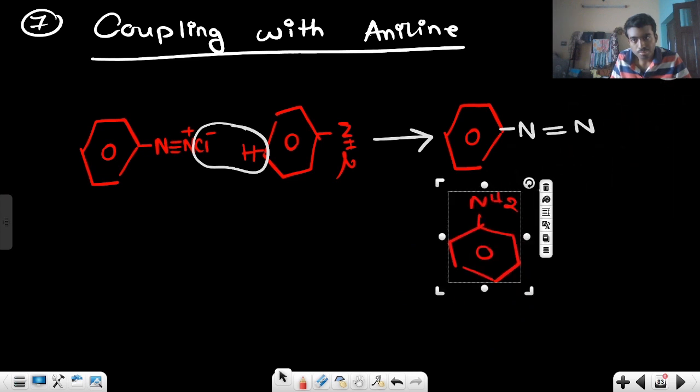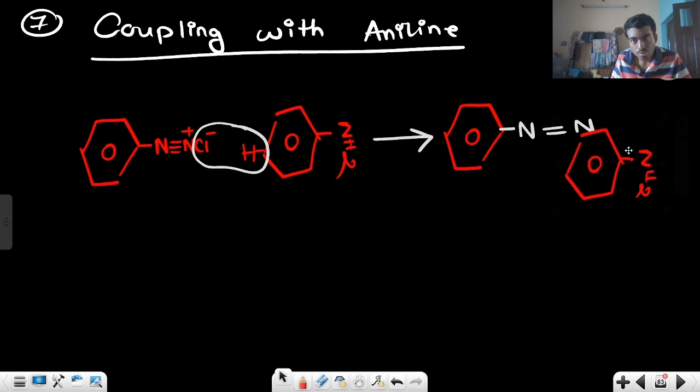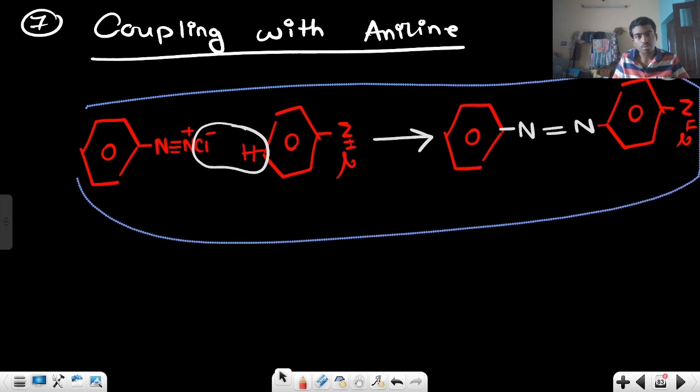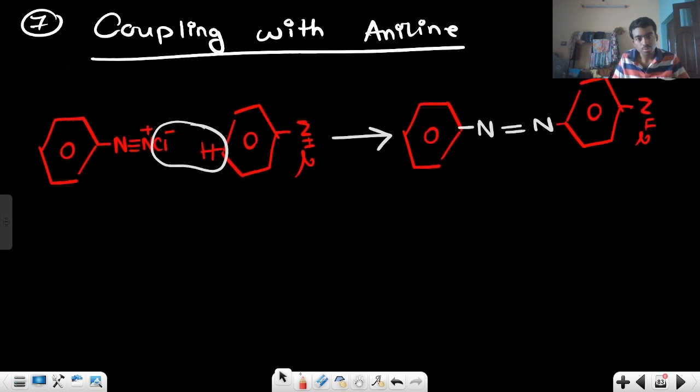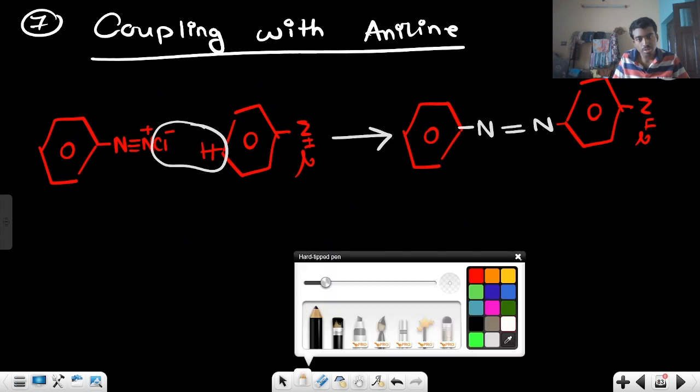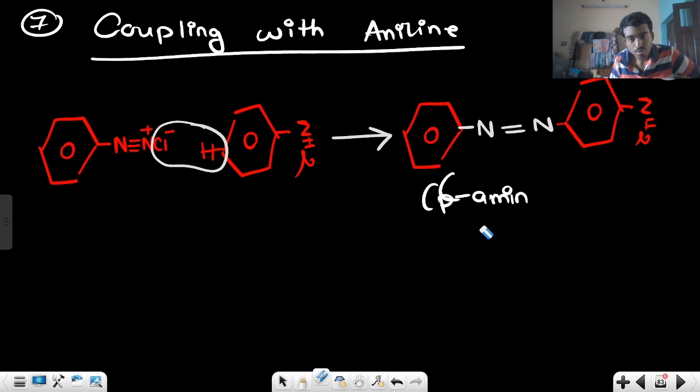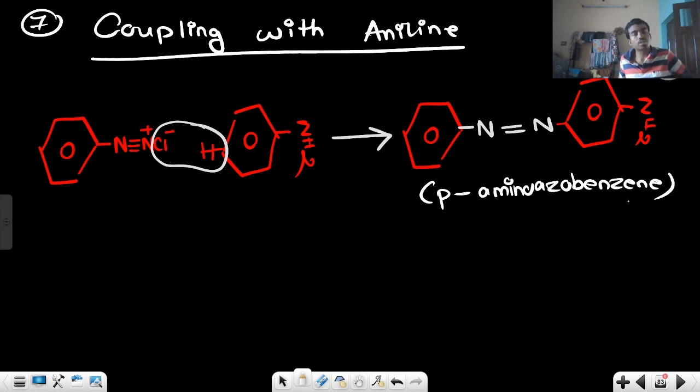So now, this is the dye that has been formed. This is the coupling reaction that is shown by aniline with diazo. Name of this is para amino azobenzene. This is a dye. So did you understand how coupling with aniline happens?